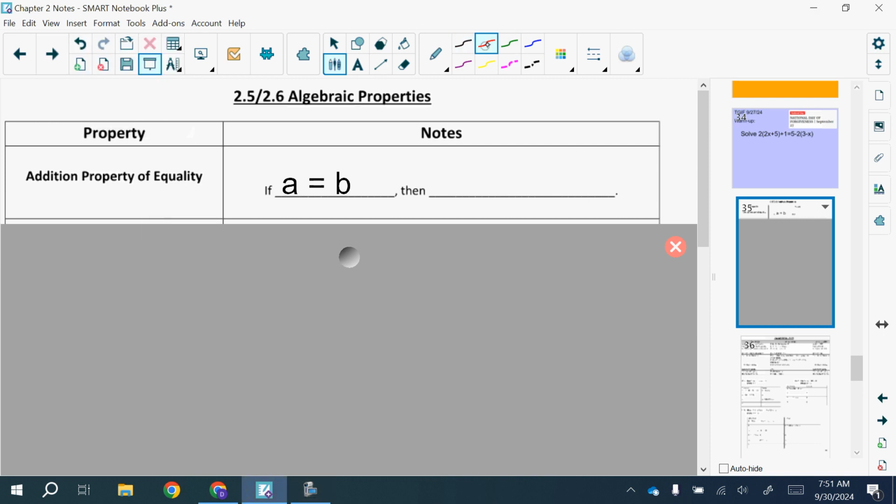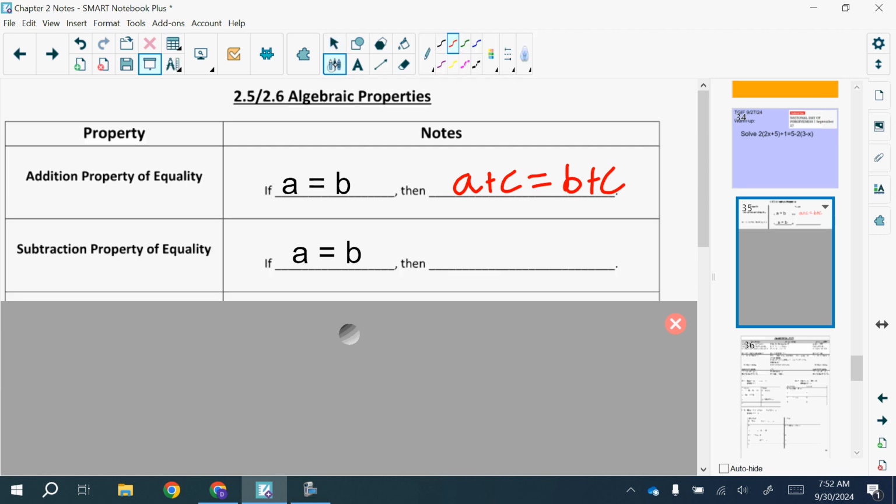So today we are going over algebraic proofs. First we're going to go over some properties. So we have first what's called the addition property of equality, which states if A equals B, then we can say A plus some number C equals B plus some number C, because A equals B.